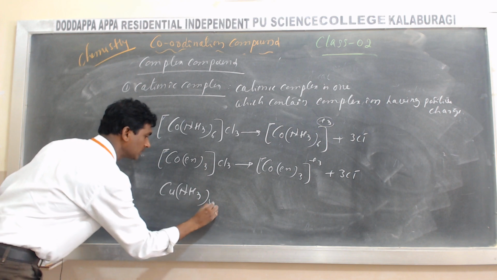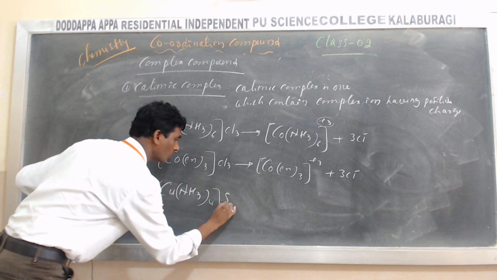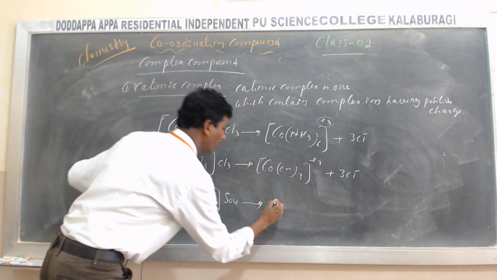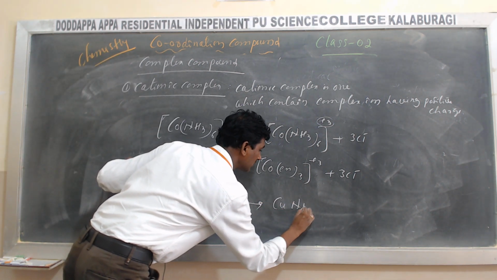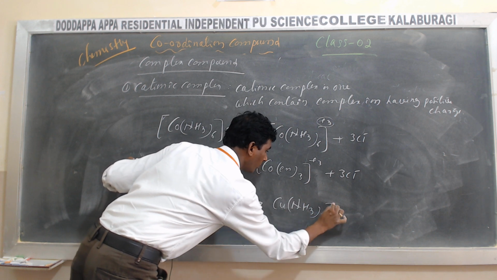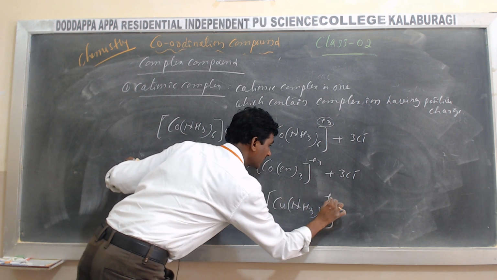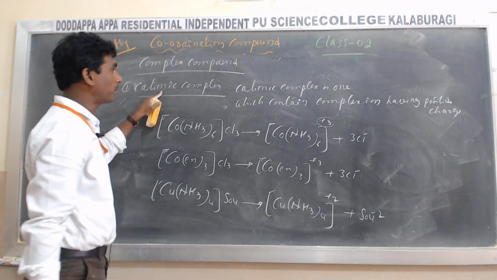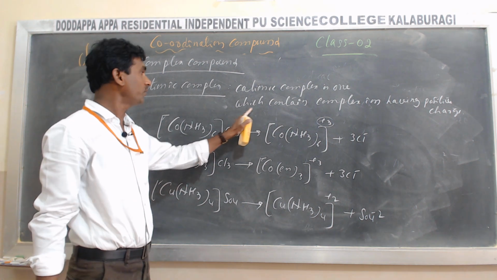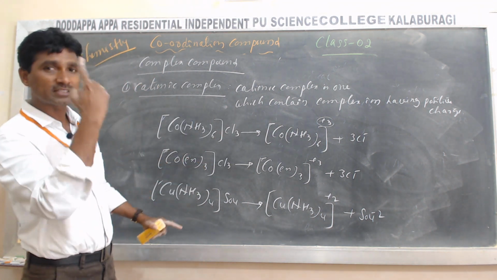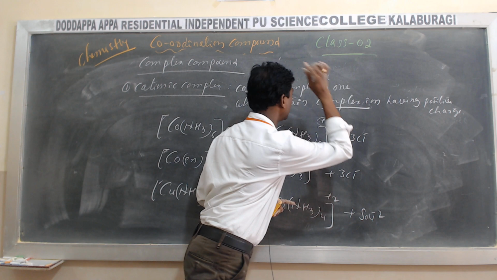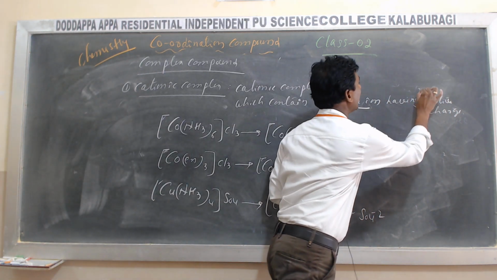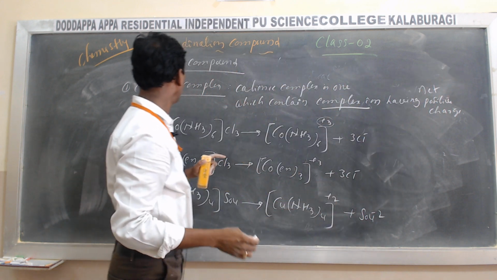One more example: Cu(NH3)4 SO4. This is an example of a cationic complex. Why? Here it is Cu(NH3)4 with a charge of plus 2, and SO4 minus 2. The cationic complex contains at least one complex ion having a net positive charge, so it is called a cationic complex.